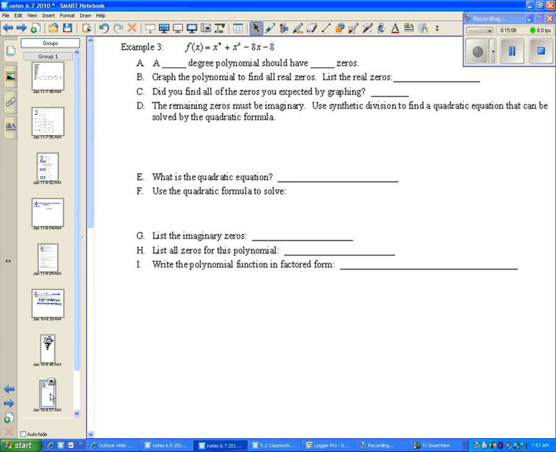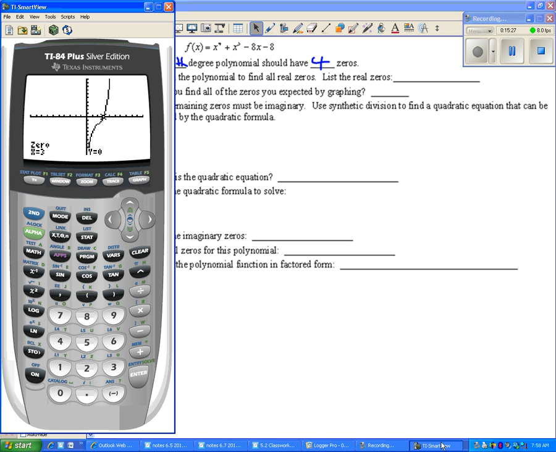f of x is equal to x to the fourth plus x cubed minus 8x minus 8. This is a fourth degree polynomial and should have 4 zeros. Graph the polynomial to find all real zeros. List the real zeros. Again, I pull up my handy-dandy little calculator.